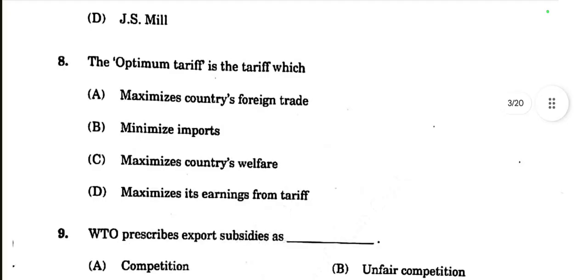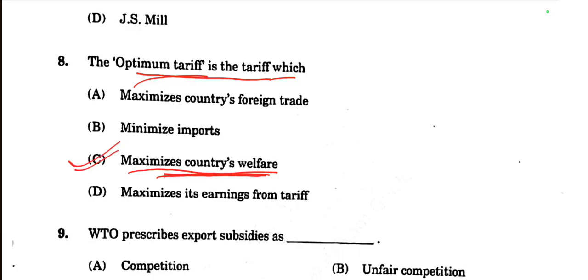Then question number 8. The optimum tariff is the tariff which maximizes the country's foreign trade, minimizes imports, maximizes the country's welfare, or maximizes its earning from tariff. The optimum tariff is the tariff which maximizes the country's welfare. That which maximizes the country's welfare is called the optimum tariff. So option C is the right choice here.